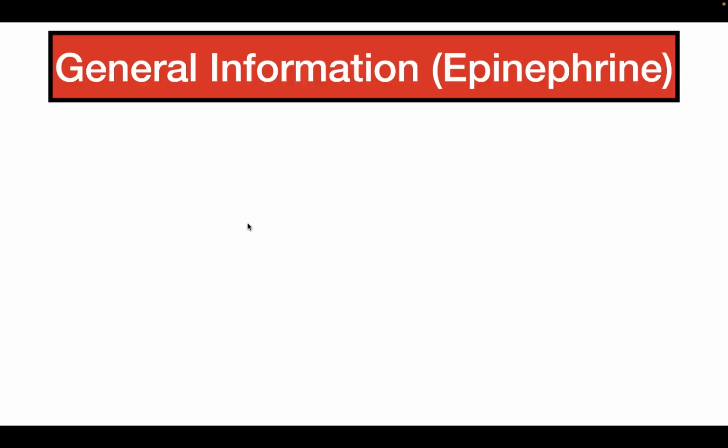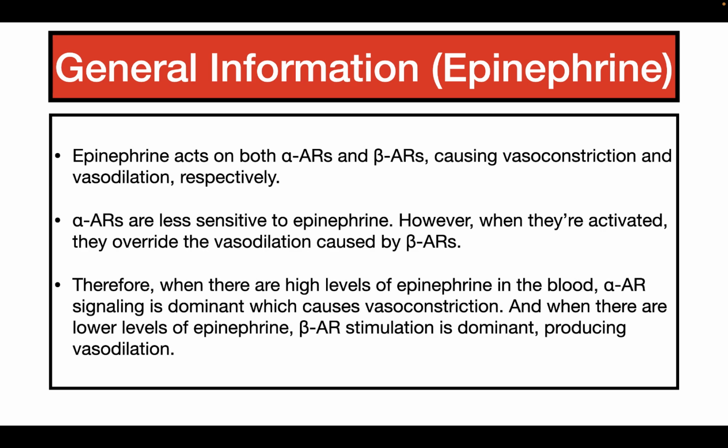So now we're going to talk about epinephrine. Epinephrine is highly tied to the sympathetic nervous system. It is released from the adrenal glands on top of the kidneys. Epinephrine can actually bind to both alpha adrenergic receptors and beta adrenergic receptors. And when it binds to the alpha adrenergic receptors, it is going to cause vasoconstriction. When it binds to the beta adrenergic receptors, it causes the opposite effect, vasodilation. And we'll talk about the reason why in a little bit.